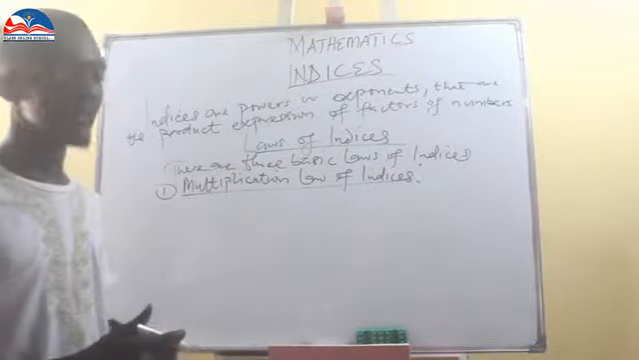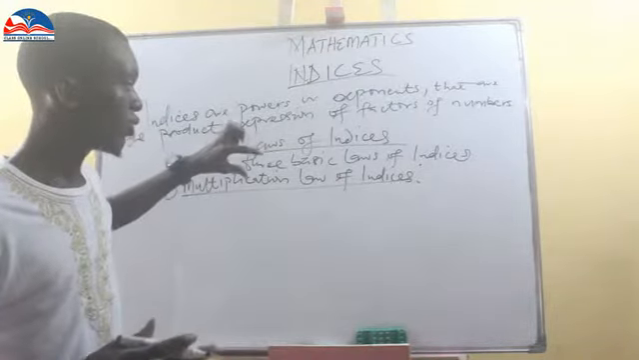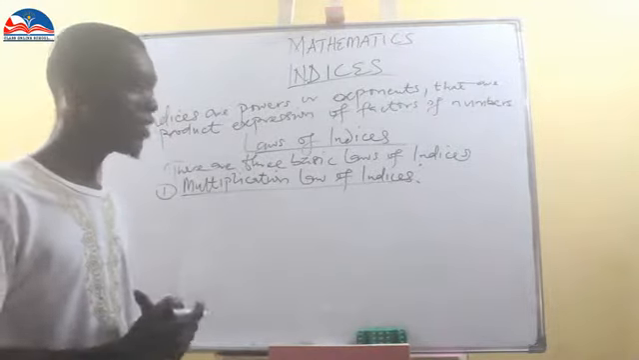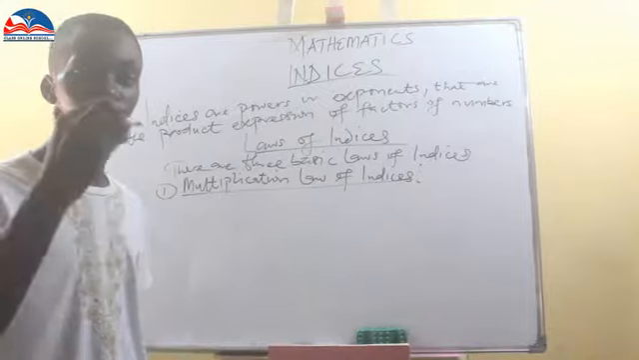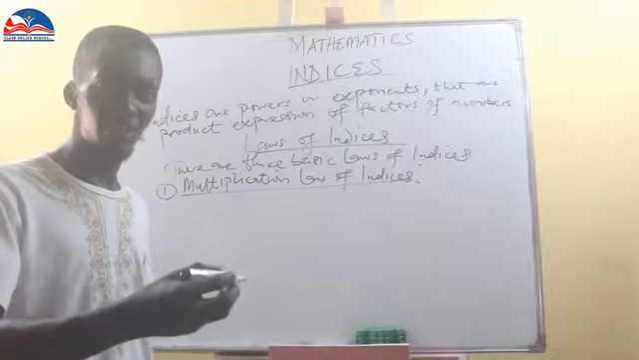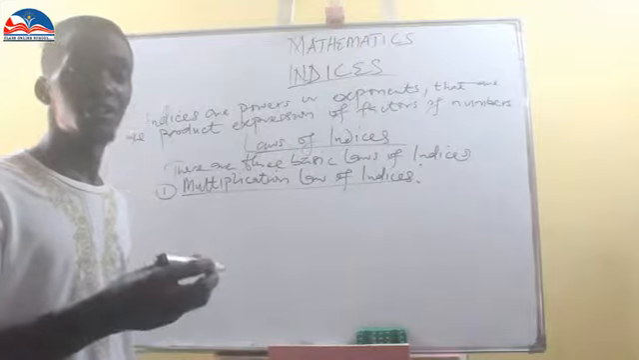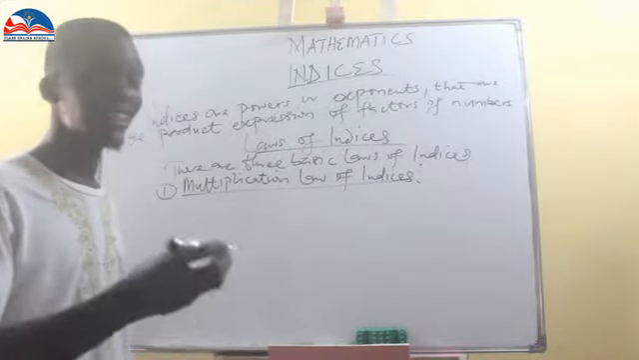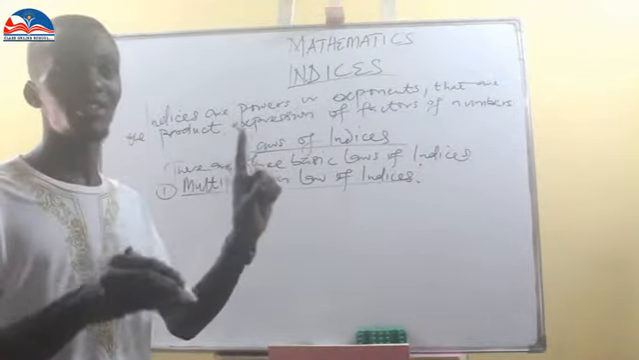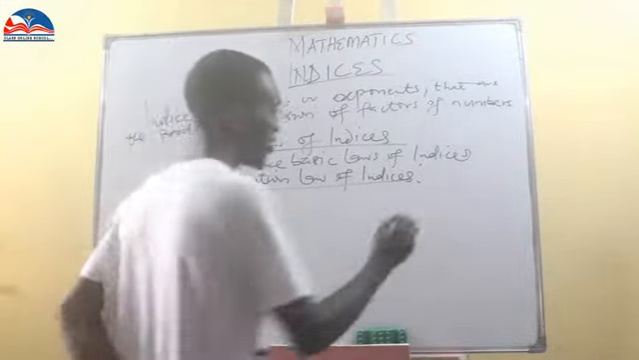Alright. Multiplication law of indices. Now, it is this law that enables us to carry out multiplications in indices. And the law says that if two equal or same bases are multiplied, the index is taken from the multiplication.